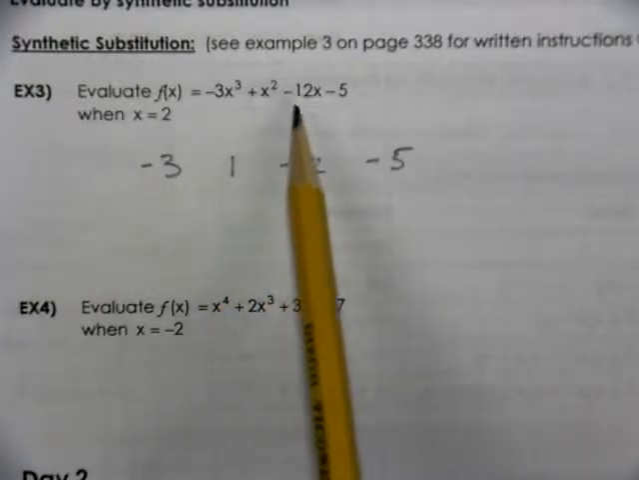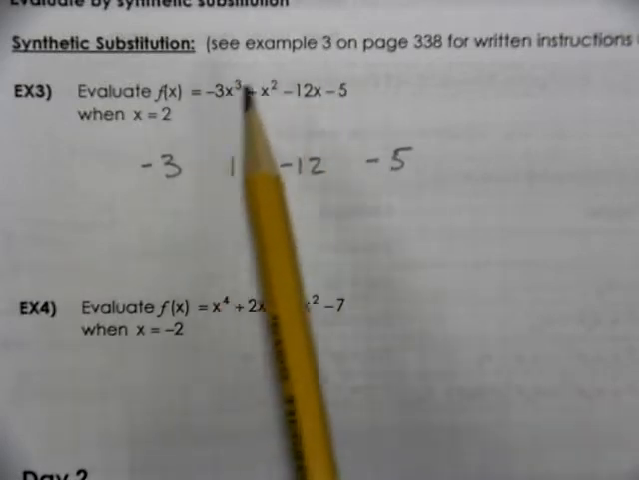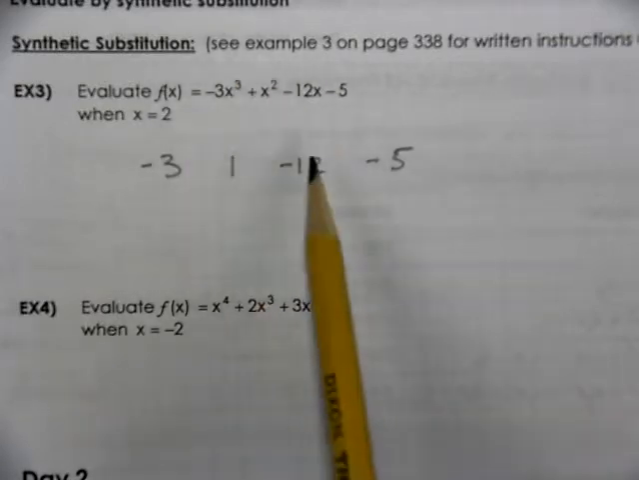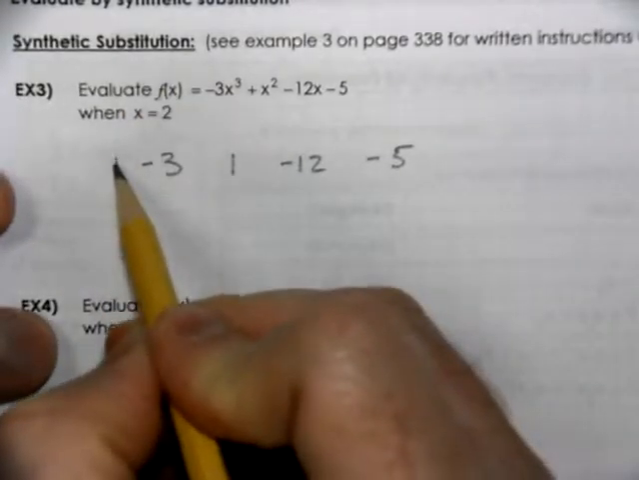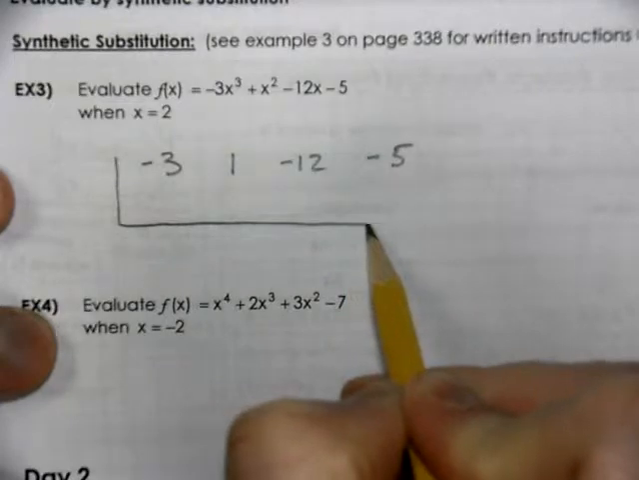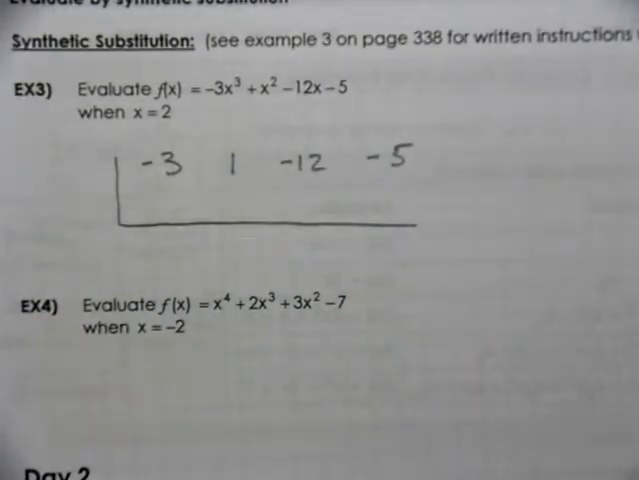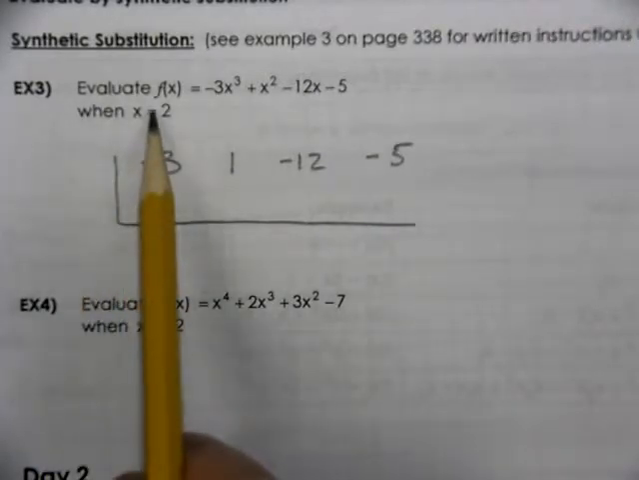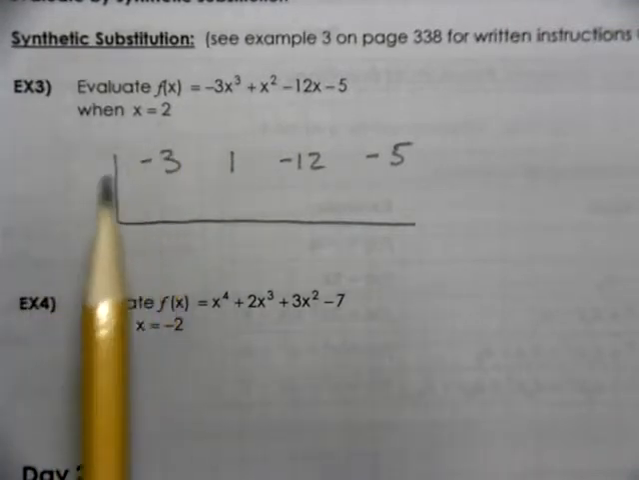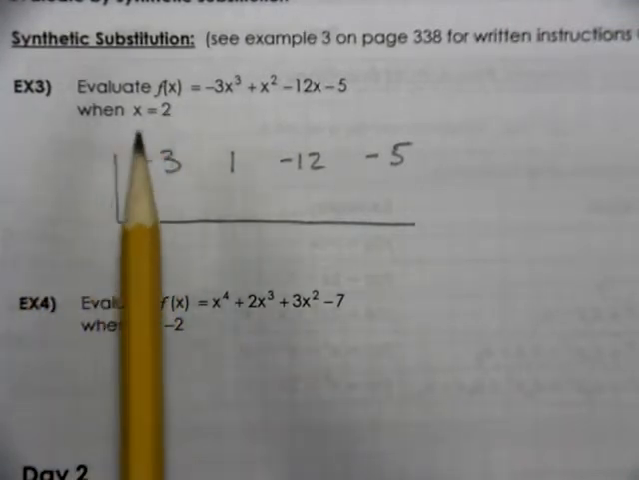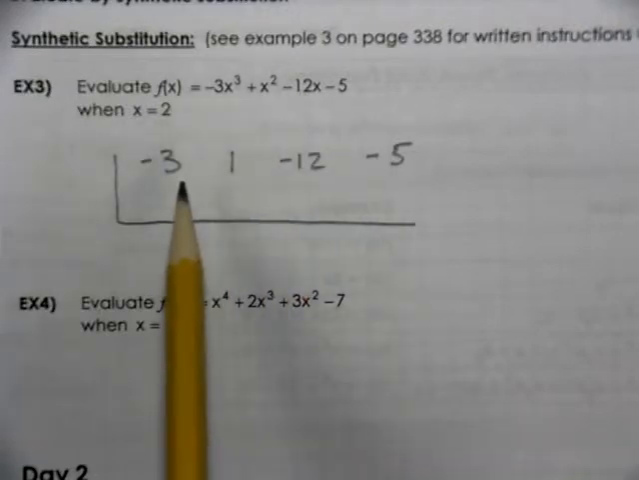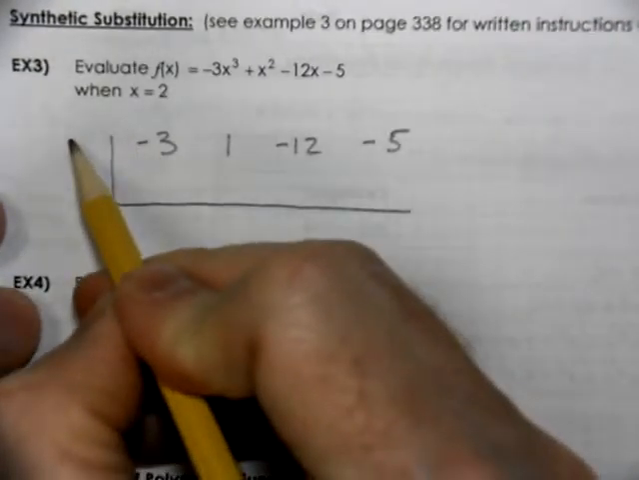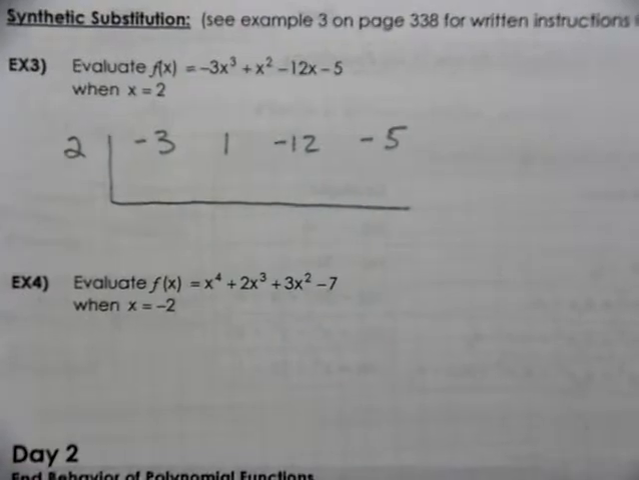If one of the exponents in descending order was not represented, you have to represent that with a 0. We put a bar underneath, and that just helps us with organization. If x equals 2, we know what x is supposed to be. We're going to substitute the 2 into the equation. We're going to put the 2 on the outside.